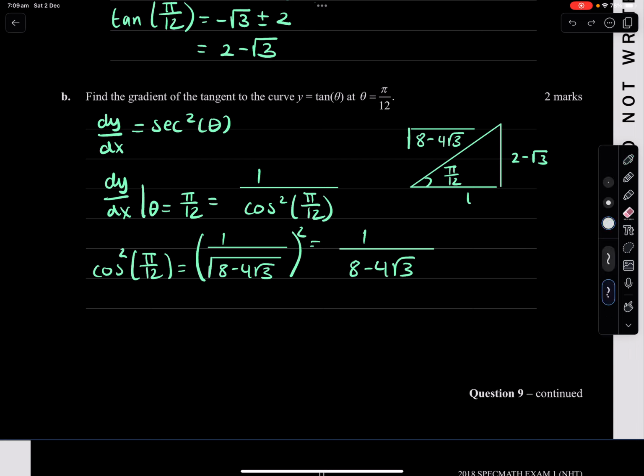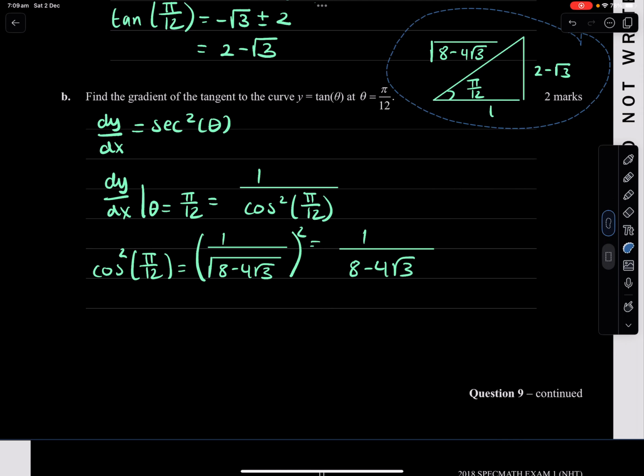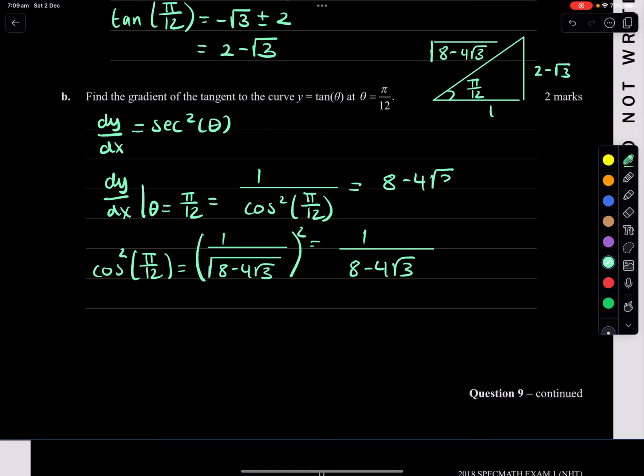Nice. So pretty much that's how I would do that. So I would just bring this over here. I'll write that down here. That is just all equal to 8 minus 4 over root 3. That is your final answer.